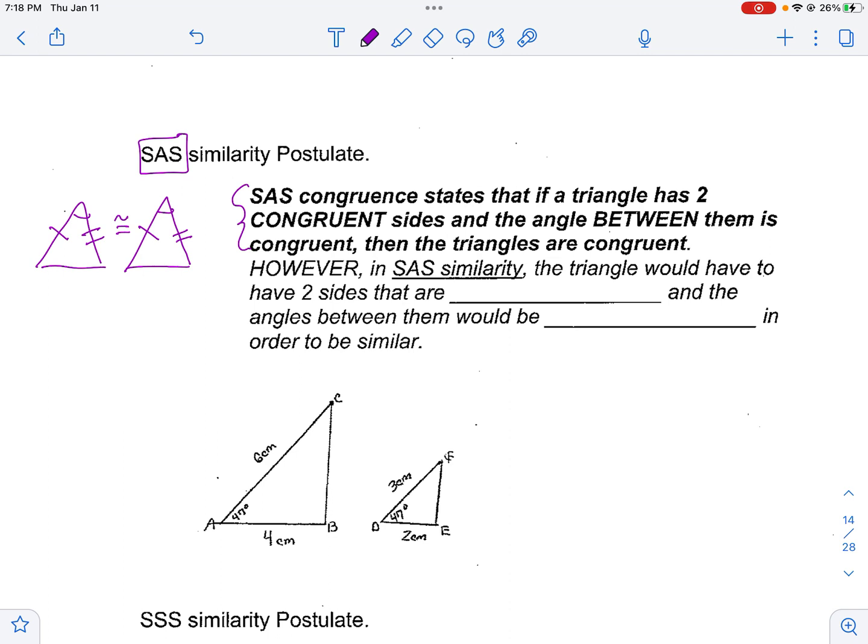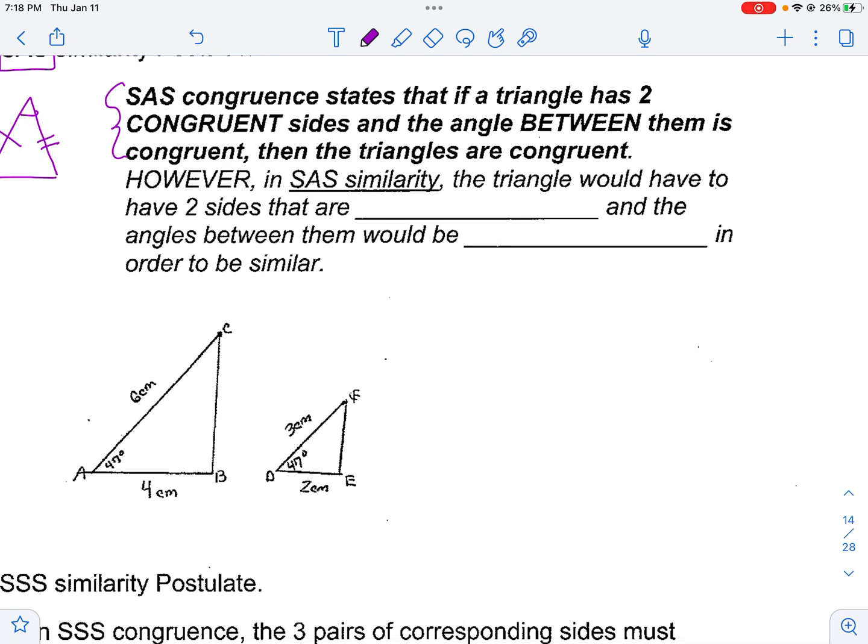Now, that's totally different from side-angle-side similarity, because remember, in similarity, the sides will not be congruent because they're not the same size. So we're not trying to show that the sides are equal. What we're trying to show is that the sides are in the same ratios. So in side-angle-side similarity, the triangles would have to have two sides that are proportional. Okay, and proportional, remember, means equal ratios. So we have to be able to prove that the two ratios are equal, and the angles between those sides will have to be congruent. So remember, the sides aren't going to be equal. Those are going to be proportional. But the angles have to be equal because that's part of being similar figures. They have to have the same angles.